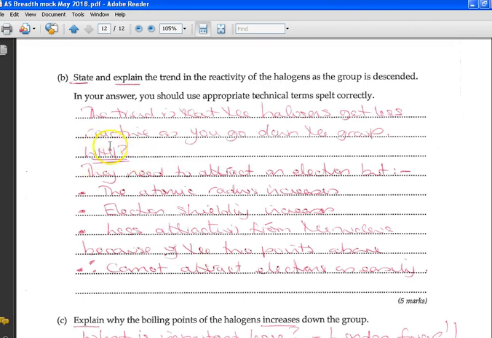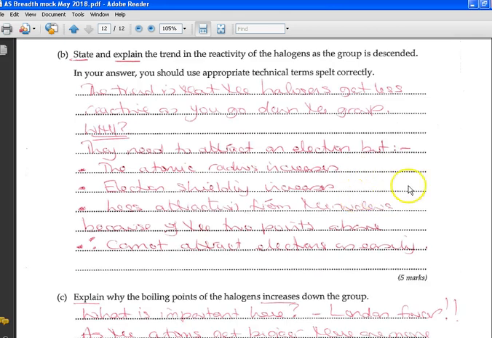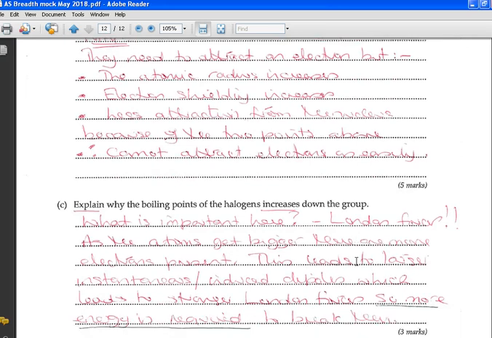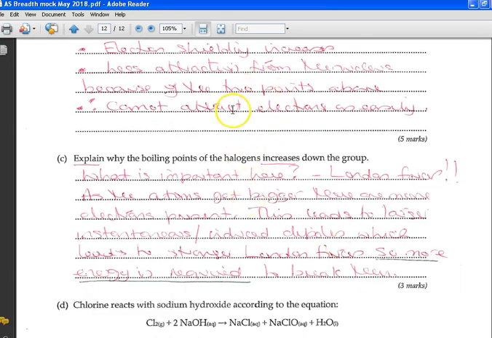And then obviously the question is why? Because they need to attract an electron. So you have to think what makes it harder for them to attract an electron as you go down the group. The atomic radius increases and electron shielding increases, so there is less attraction from the nucleus because of these 2 points. So they are not going to be able to attract electrons as easily. They're going to be less reactive as you go down the group. And some of you confused your answers from this question to the next question.